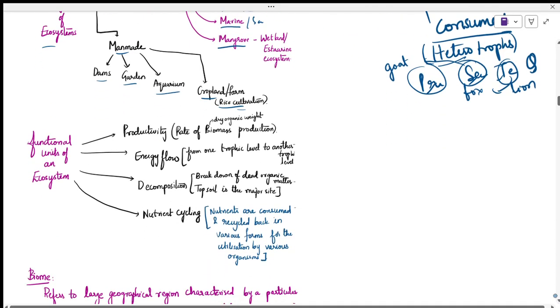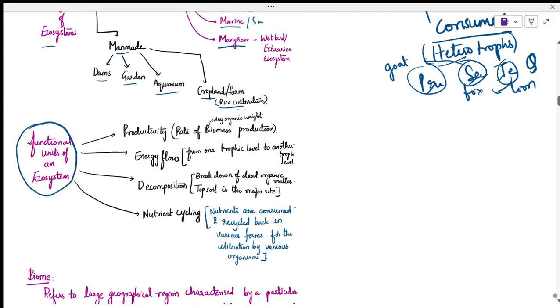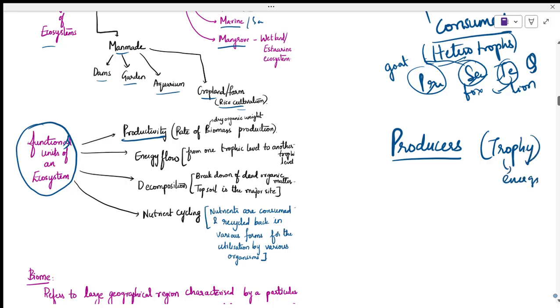So what are the functional units of ecosystem? When it comes to functions, sorry, not functional units, functions of ecosystem, the first function will be productivity. I said that producers or autotrophs will be getting their own energy. Trophy is nothing but energy from sunlight.